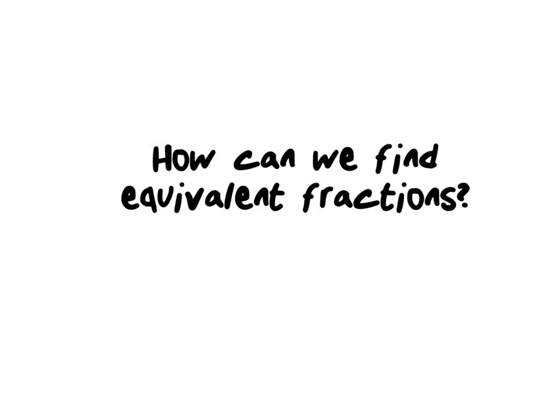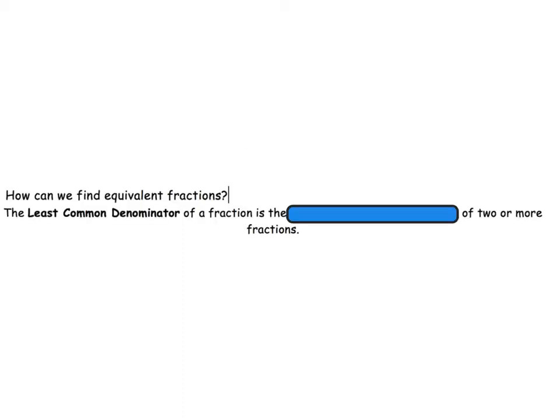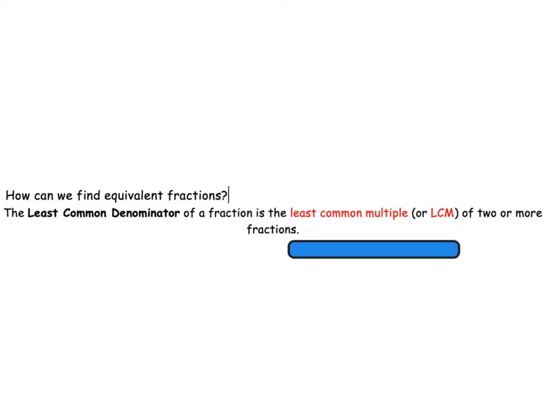Now we're going on to the next part of our notes. How can we find equivalent fractions? We can find equivalent fractions using the least common denominator. The least common denominator of a fraction is the least common multiple, or LCM, of 2 or more fractions. LCM should look familiar to all of us because we just had a unit on it.